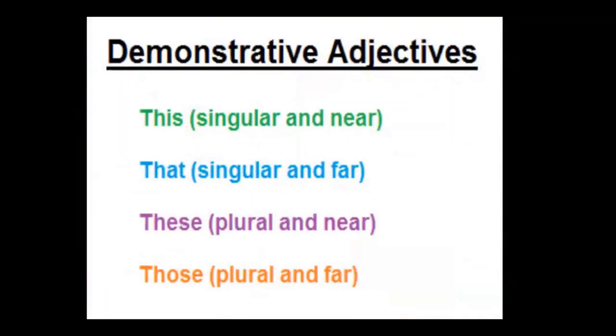Now have a quick look at this slide to see when these words are used. This is used to show a singular and nearer object. That is used for a singular and far object. These is used for plural and near objects. Those is used for plural and far objects. So you have to remember the words this, that, these, and those, and these are used as demonstrative adjectives.